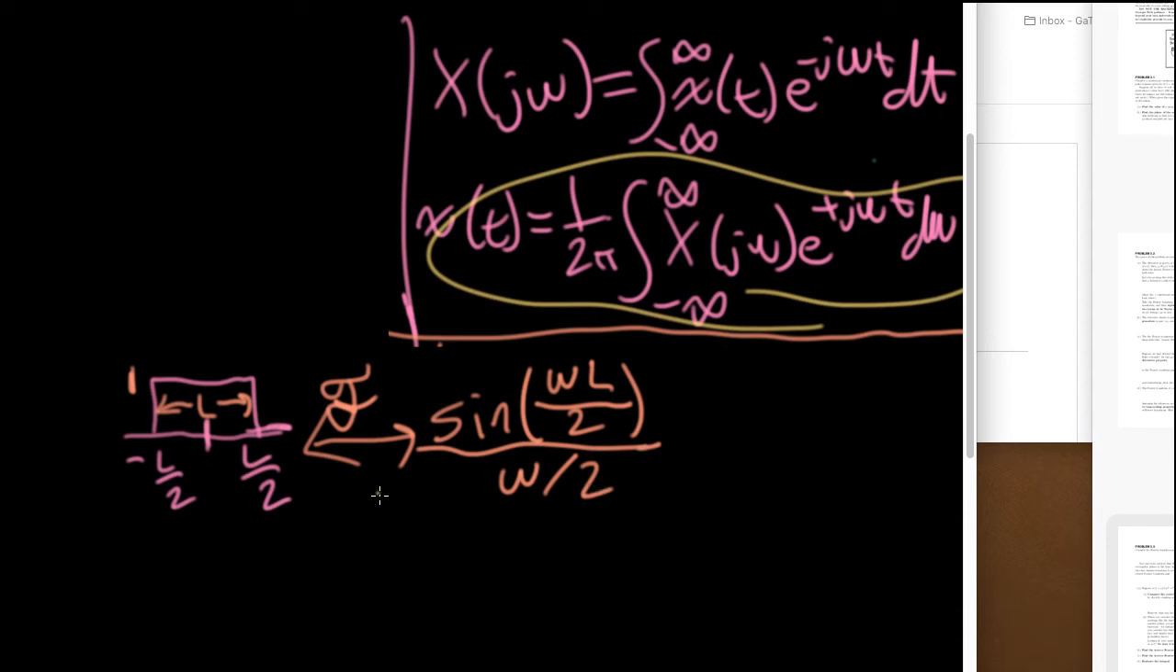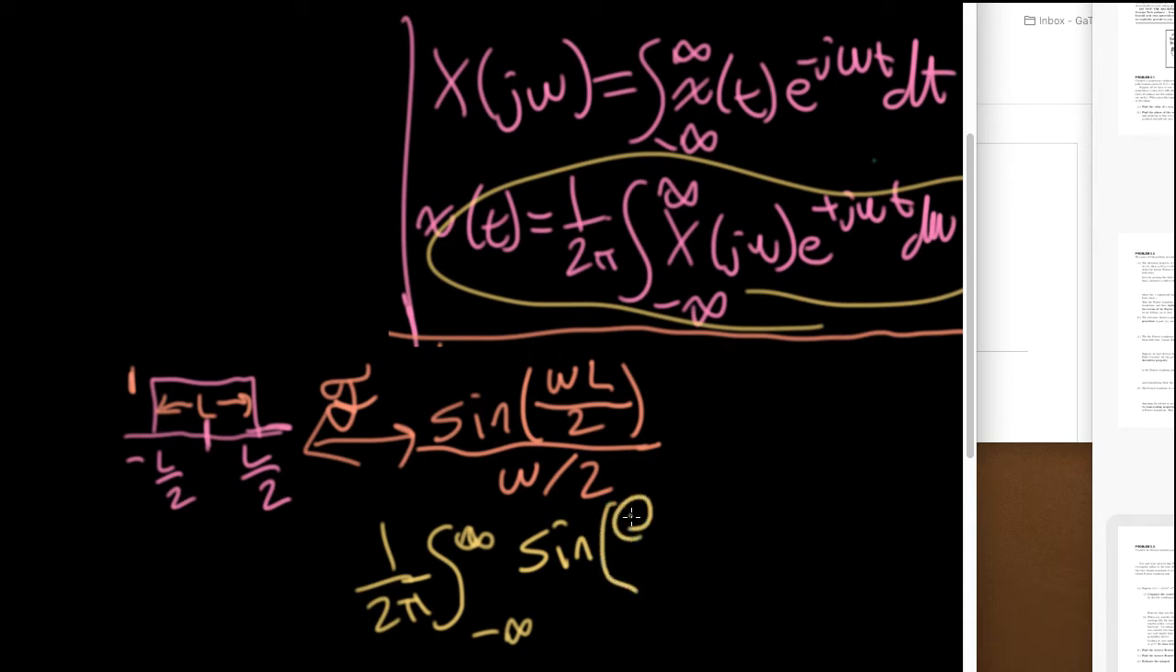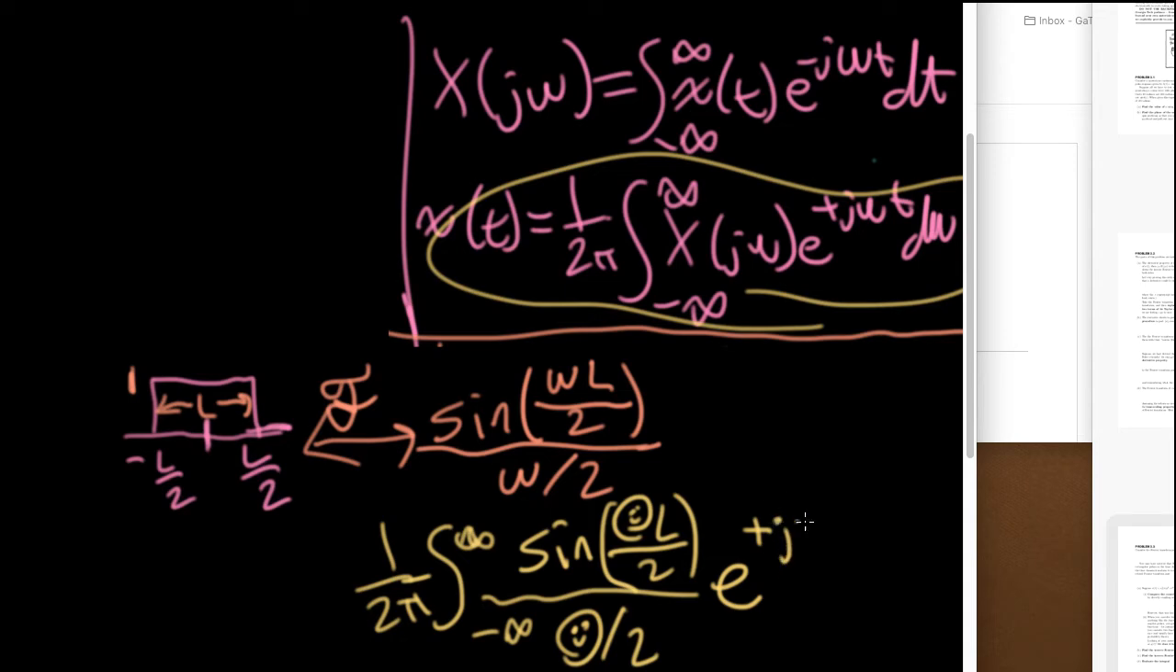So suppose somebody came up to you on the street and said, well, do you know how to do this integral? Sine smiley face L over 2 over smiley face over 2 e to the plus j 8 smiley face. No, that's not sneaky. I need to be more sneaky.